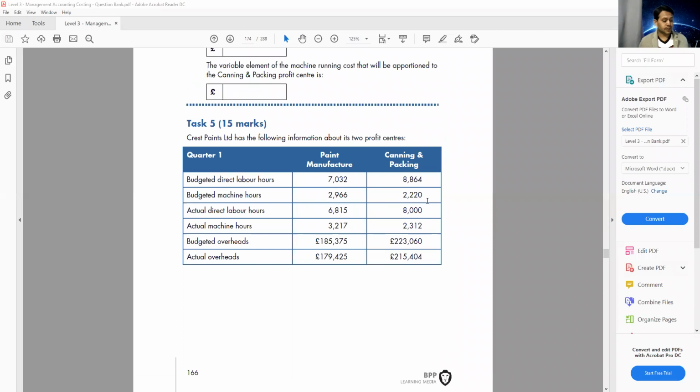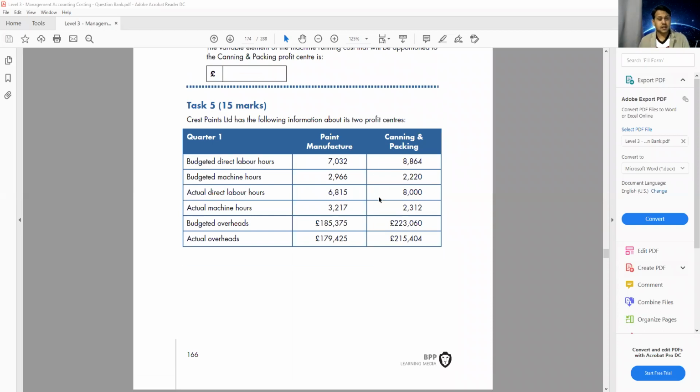So let's start our question with this one, task number 5. This question is, I would say, very common, and almost every time you're going to see this question on the exam. It is also a very important question, because it carries 15 marks. So 15 marks will come from this chapter, that is absorption and marginal costing and calculating the OAR, that is overhead absorption rate. You need to be very careful when you calculate all of this, and make sure you do not lose any marks from this chapter.